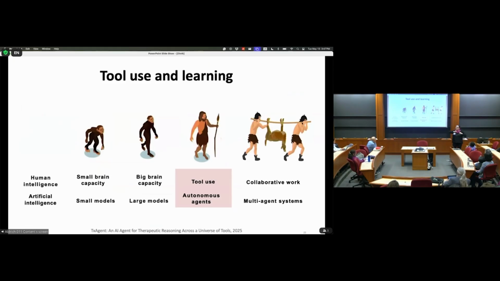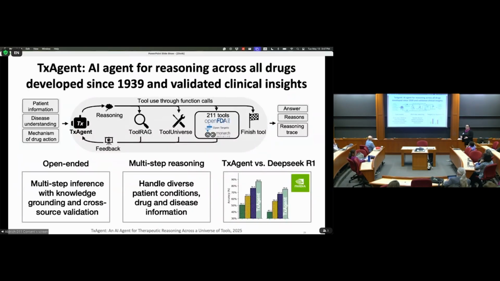These models can autonomously decide to use an API and retrieve information from reputable, verified, trusted resources, or write some code and execute it, or query a machine learning model, etc. So TX Agent is a model of that kind. It can reason across all drugs developed since 1939 and validated clinical insights. This is possible because the agent uses over 211 tools, all from OpenFDA, OpenTarget, which contains clinically validated research insights, and the Monarch Initiative for phenotypic reasoning.